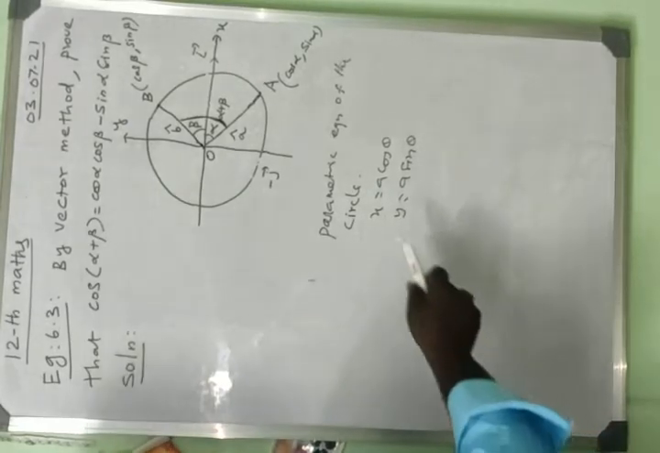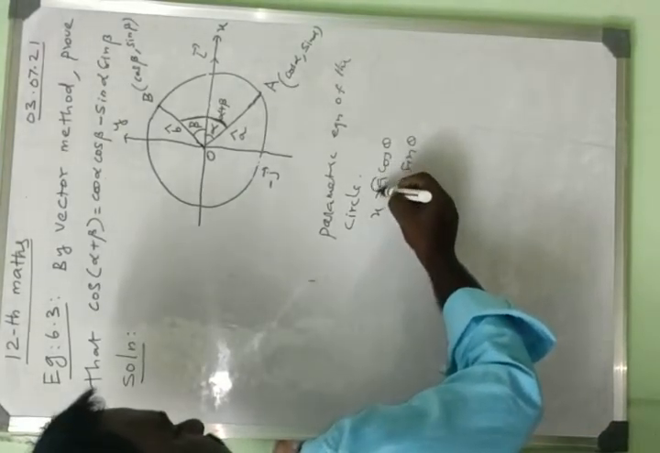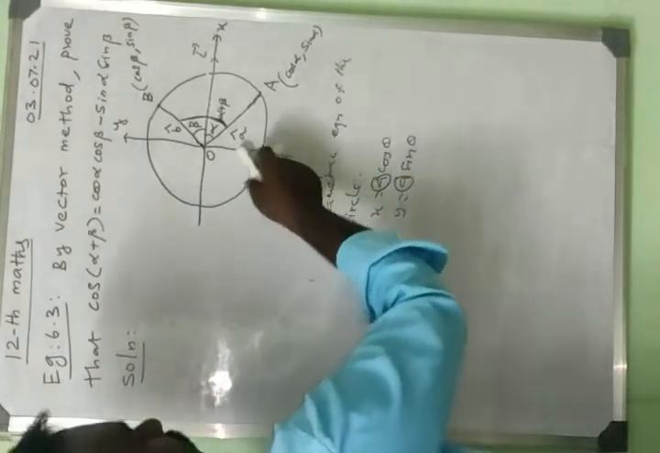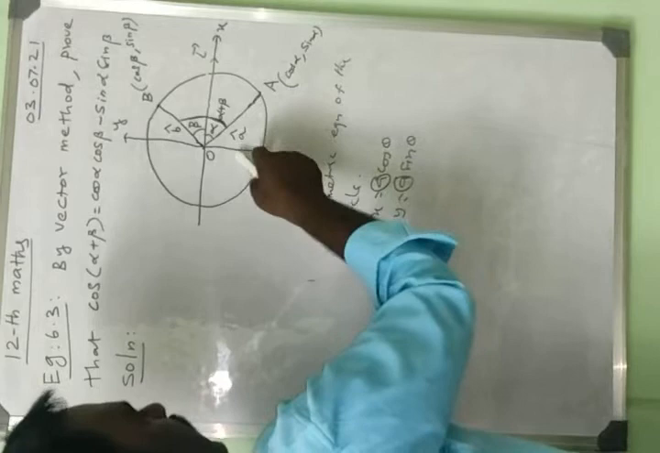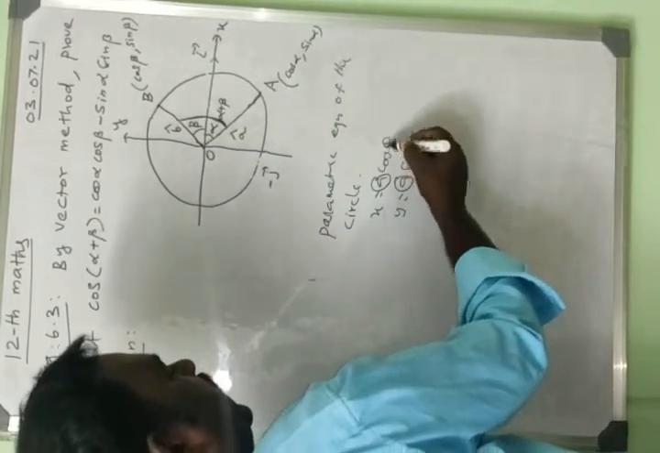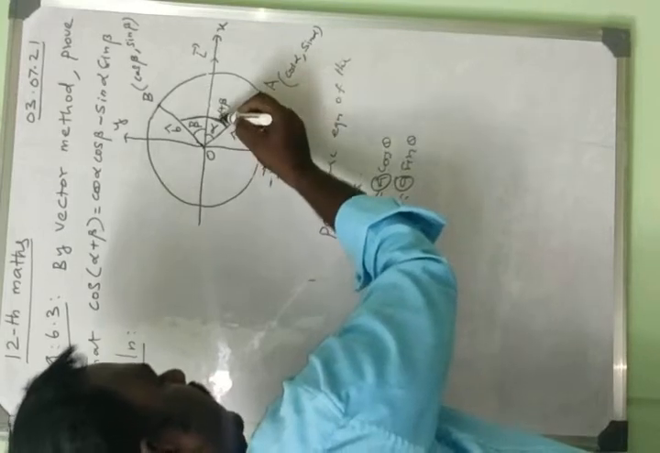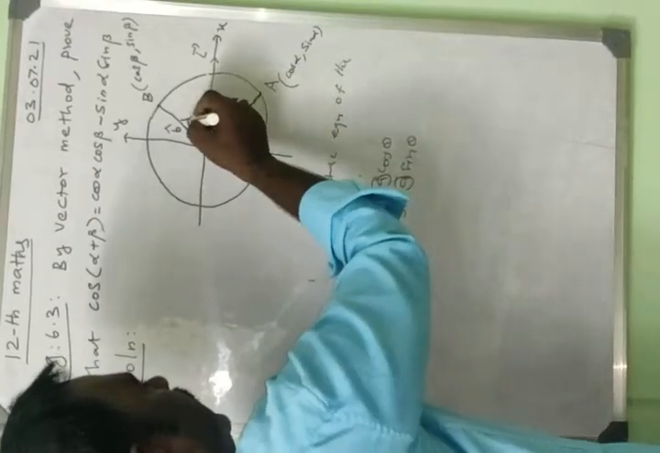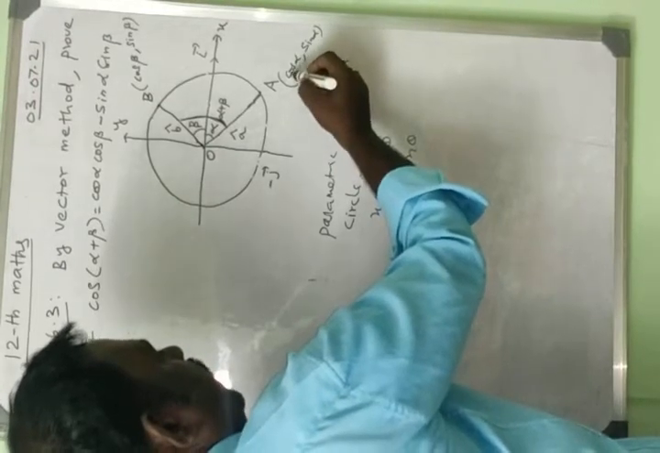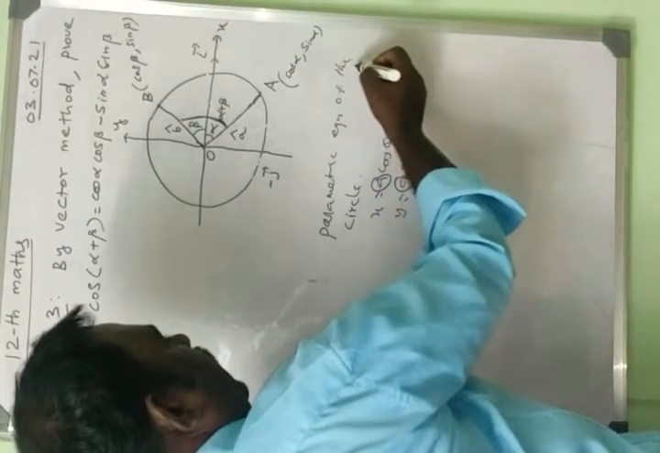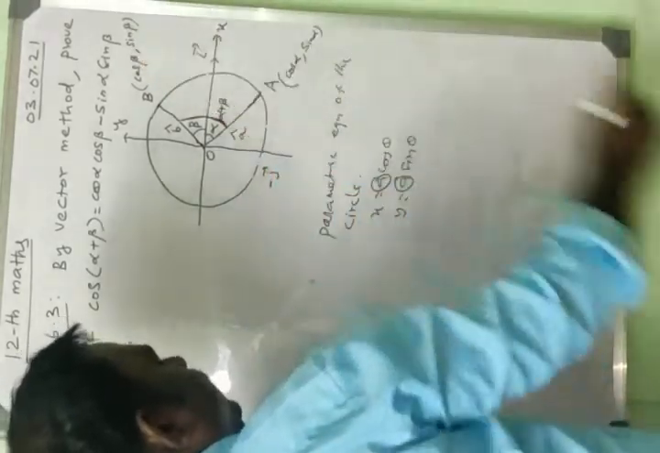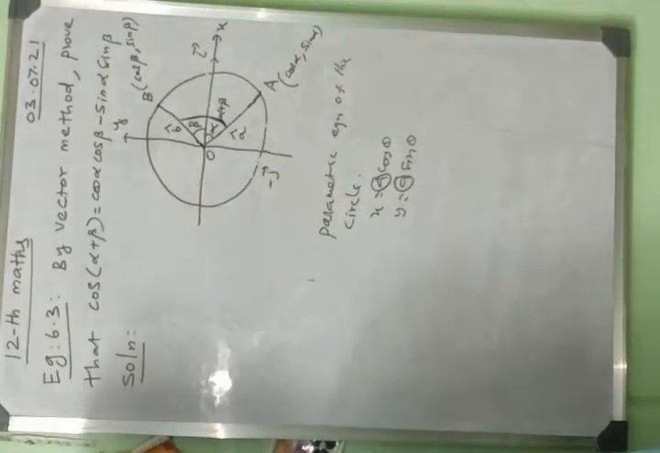Here a is the radius. We drew a unit circle, so the radius is only one, so we put 1. 1 into cos theta. Theta here we put alpha, and here we take beta. So the coordinates are the points cos alpha, sin alpha and cos beta, sin beta. Okay, understood?